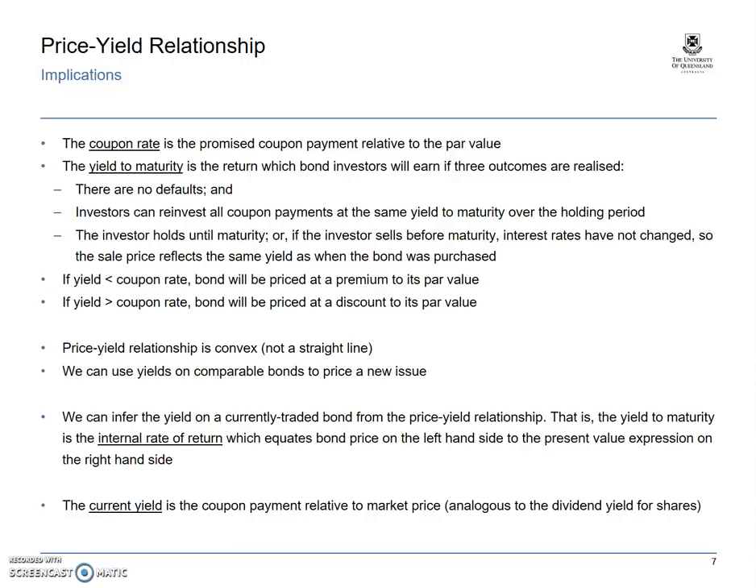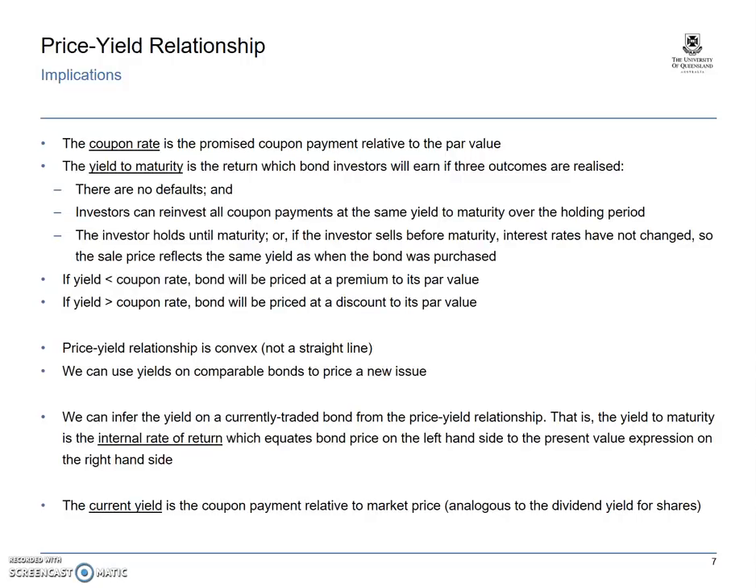The yield to maturity can be used to compare different bonds. So if we have bonds which are similar in credit quality to other bonds, then we can look at the yield of those other bonds to figure out what the yield should be on new bonds which are being issued. And so then we can figure out, okay, what will we pay for these new bonds?